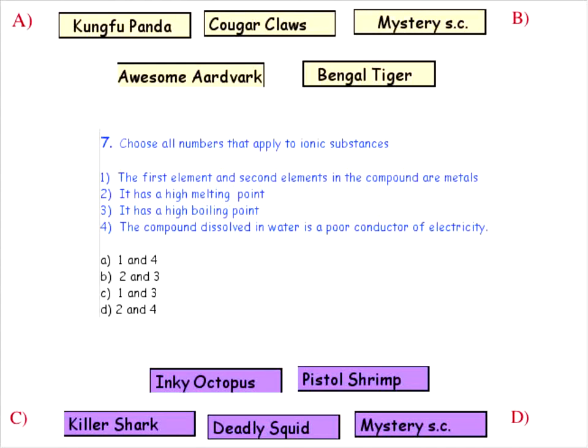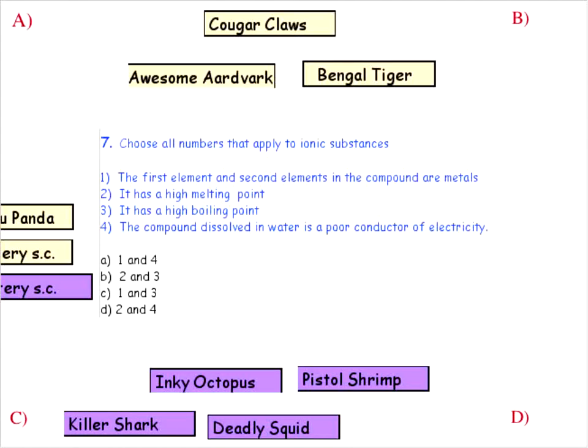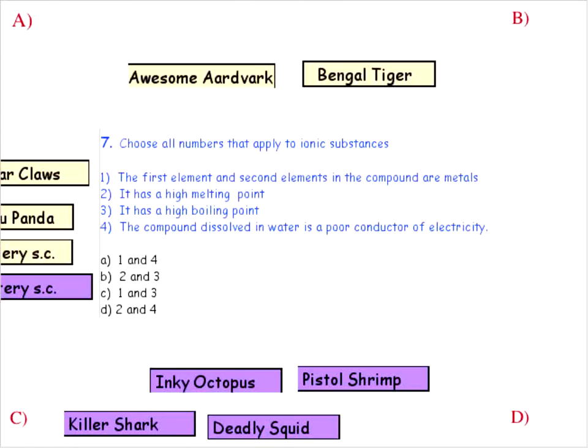So, moving along here, choose all the numbers that apply to ionic substances. Okay, and while you're doing that, I'm just going to move these guys. Sorry, awesome aardvark, I accidentally moved you. Okay, what question are we on? Number 7. Ooh, we better hurry up.